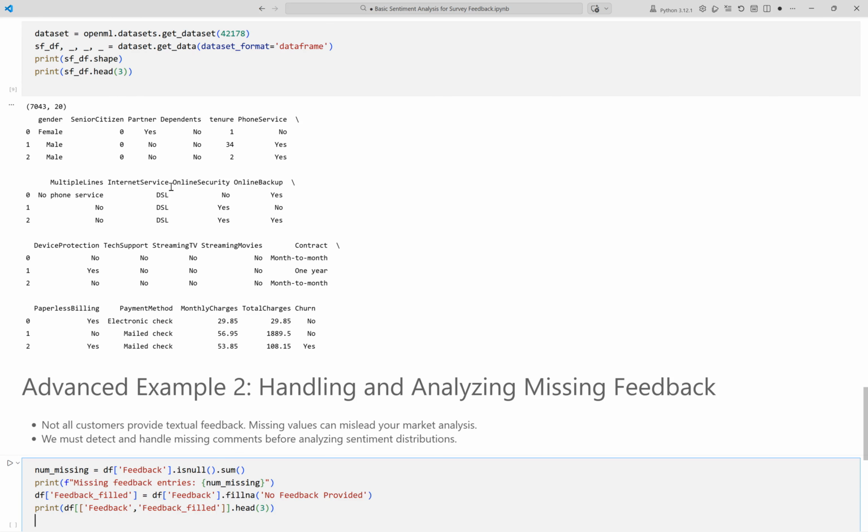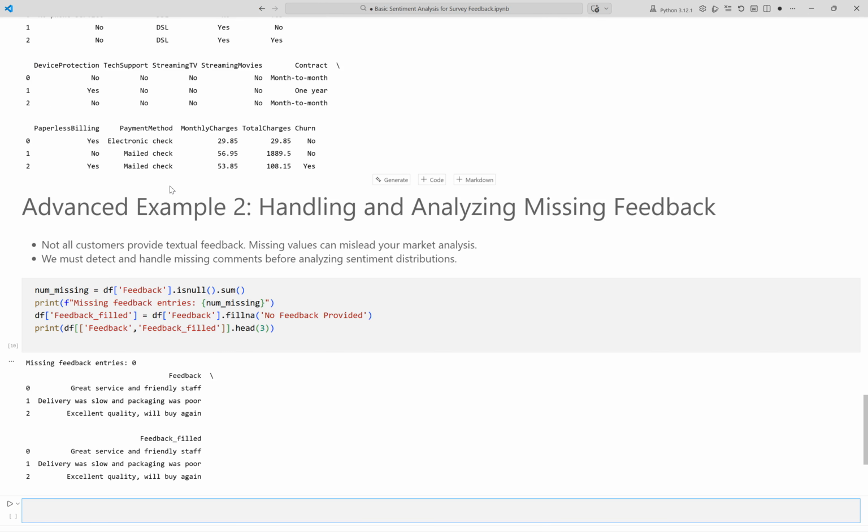Running the cell now. Here, the code checks for missing feedback entries and confirms there are none, so no filling was needed. The feedback_filled column simply mirrors the original feedback column, demonstrating the method to safely handle missing data without altering existing entries. This ensures our sentiment analysis uses complete and accurate text inputs.